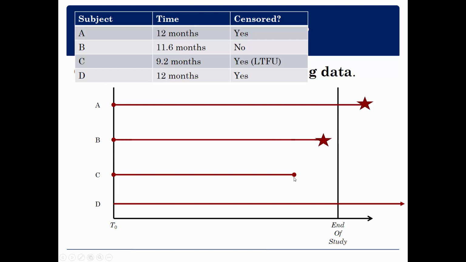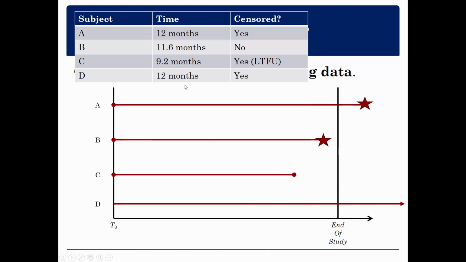Patient C, the difference here is I observed them for about 9.5 months, but then I lost them. They quit coming back. I searched through different sources of data, more public sources of information, to try to find out whether or not they died, and I can't find anything about them. So all I know is the last time I saw them, they were alive, and that was at 9.2 months. So I record their survival time as 9.2 months, and then I censor them as lost to follow-up.